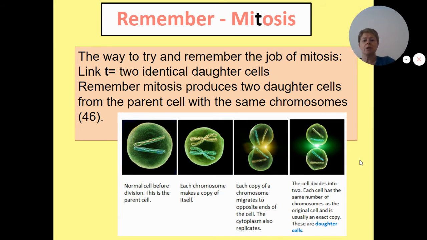So the job of mitosis, remember, mitosis makes 2 cells. So think of the T in mitosis as opposed to meiosis. Mitosis results in 2 daughter cells. They're identical, and it's used for growth and repair of damaged tissues.